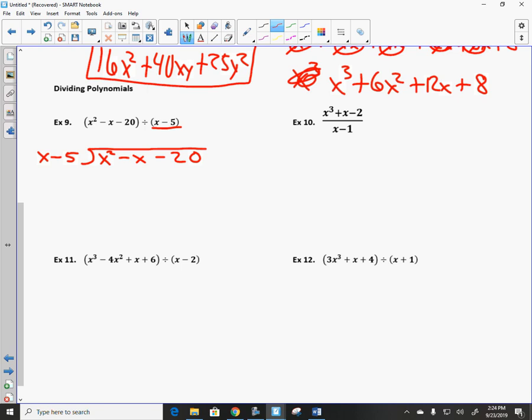And now I begin. And here's what you ask yourself. This is where people get confused. They're like, well, where do I start? I had some of you guys for Algebra 2 last year, and you might remember this, but this is where we start. What do you multiply x by to get x squared? X. So therefore, the x goes right here above the other x's.